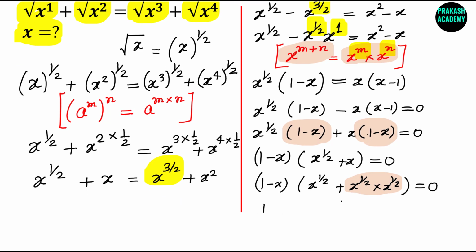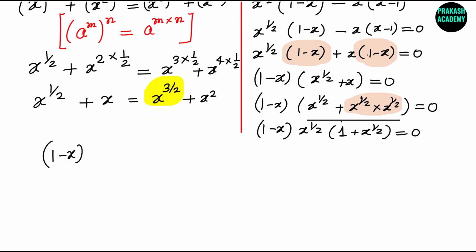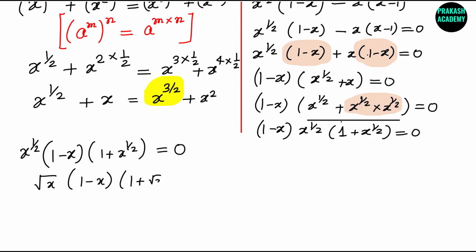So now what I will have? I will have 1 minus x, and from here I can take x raised to the power 1 by 2 common, so I will have 1 plus x raised to the power 1 by 2. This is equal to 0. So now we have x raised to the power 1 by 2 into 1 minus x into 1 plus x raised to the power 1 by 2 is equal to 0. And x raised to the power 1 by 2 is nothing but root x. So if you want, you can write root x into 1 minus x into 1 plus root x is equal to 0. So what are the solutions I will have? Either this is equal to 0, or this is equal to 0, or this is equal to 0.